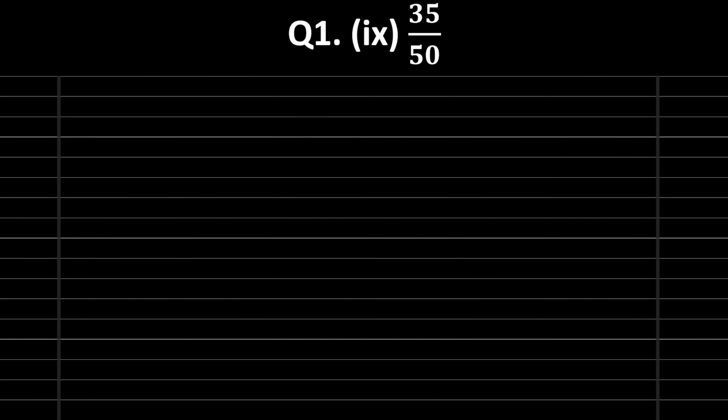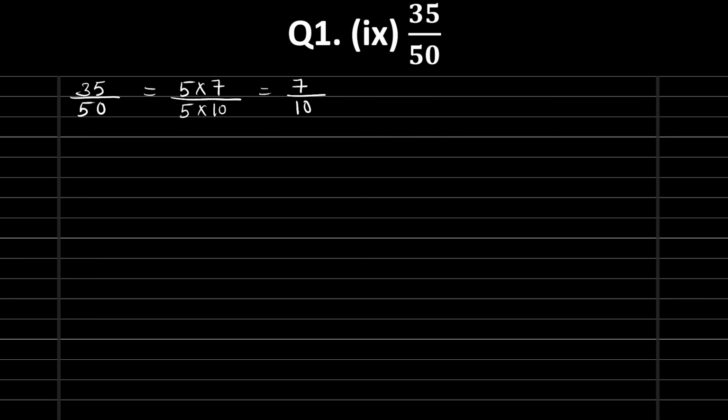Now this is the 9th subpart of question number 1. Here we have 35 upon 50. So is the simplification possible? Let's check it out. 35 upon 50. We can write down 35 as 5 into 7 upon 50, which can be written as 5 into 10. So cancel out 5 and 5. You can write it down as 7 upon 10.